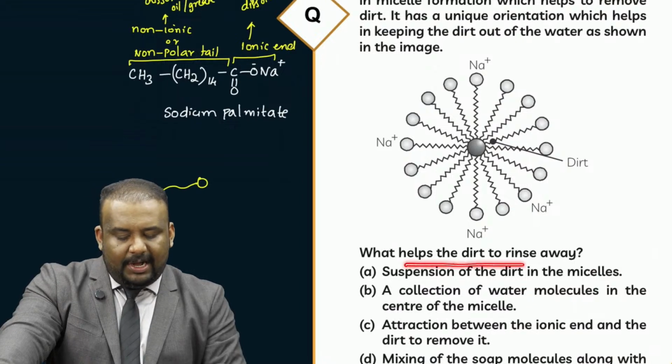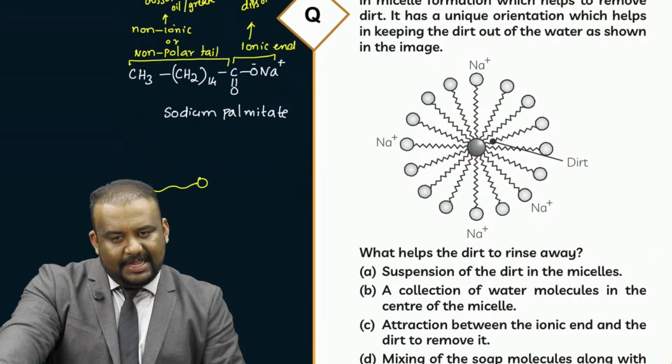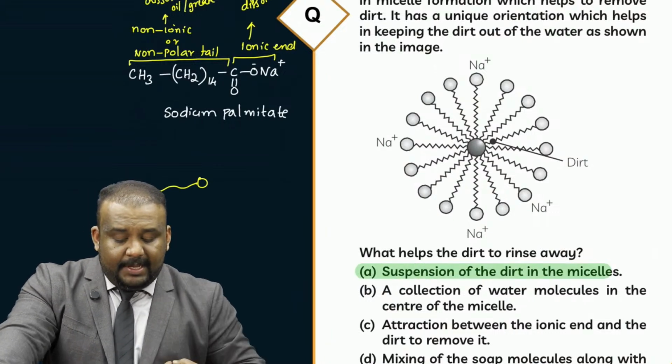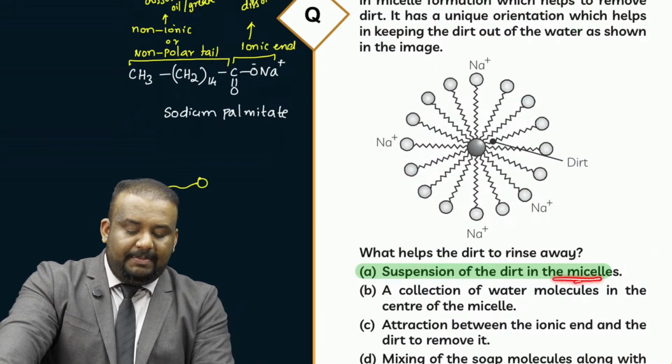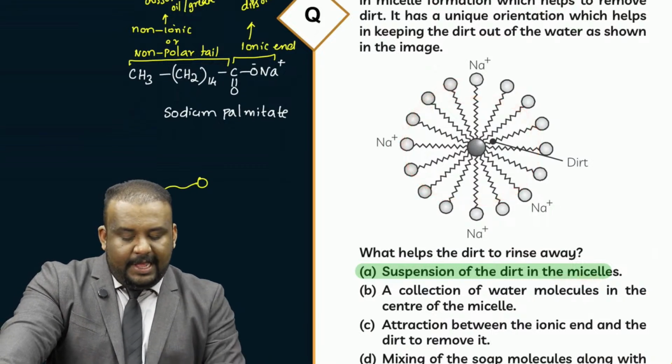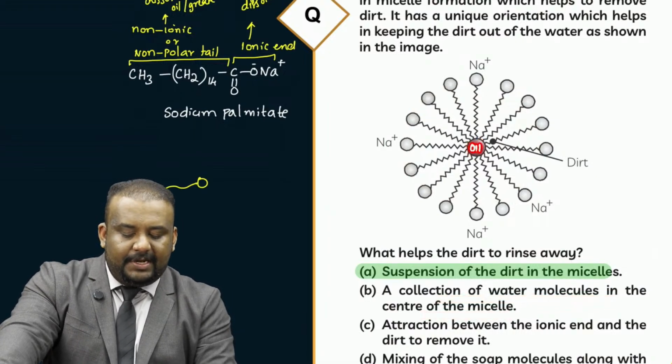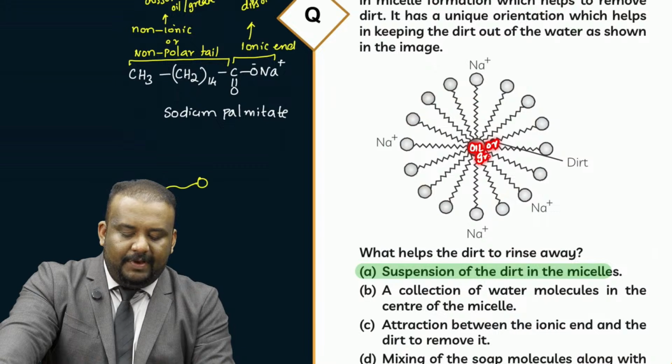So the question is, what helps the dirt to rinse away? Suspension of the dirt in the micelles? Yes, that will be the right choice, because the dirt is suspended in the micelles and the micelles are soluble in water. A collection of water molecules in the center of the micelle? That's wrong. In the center of the micelle, who is there? Oil or grease will be trapped.